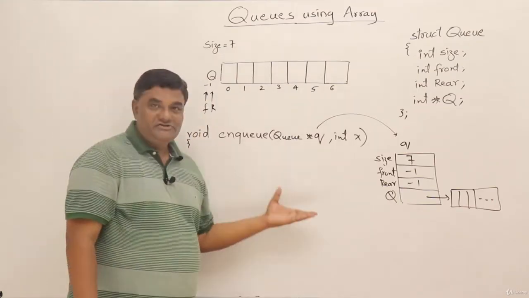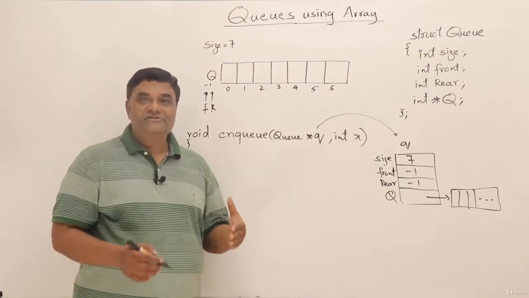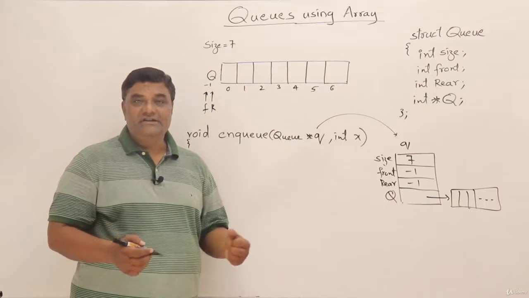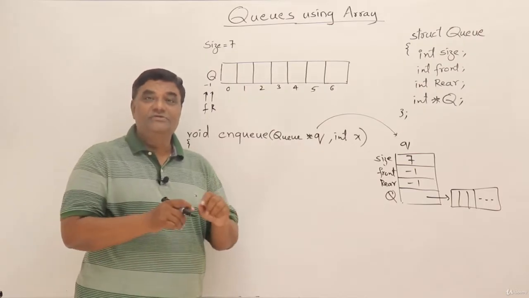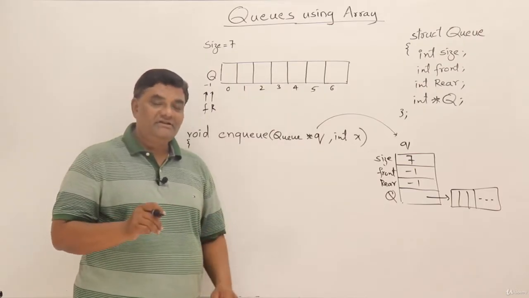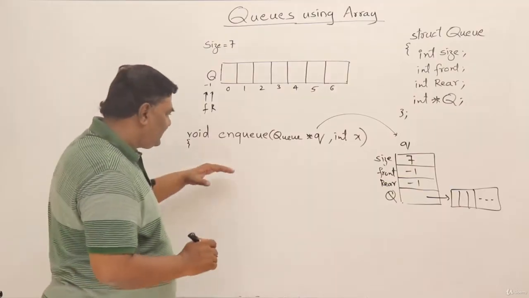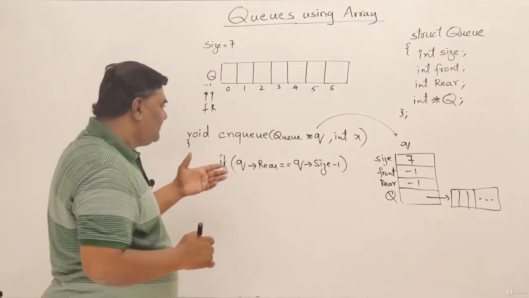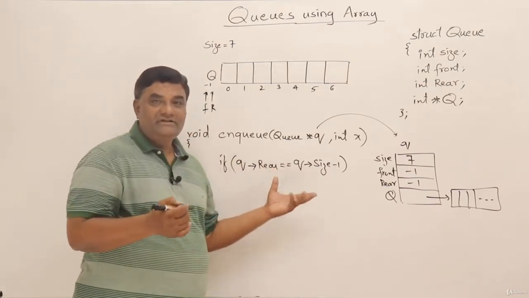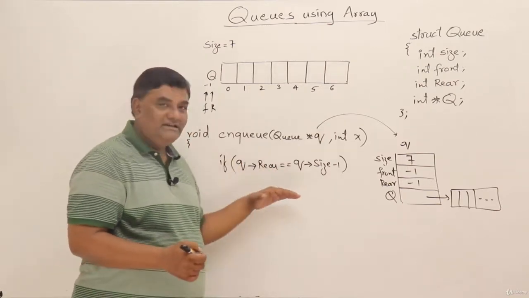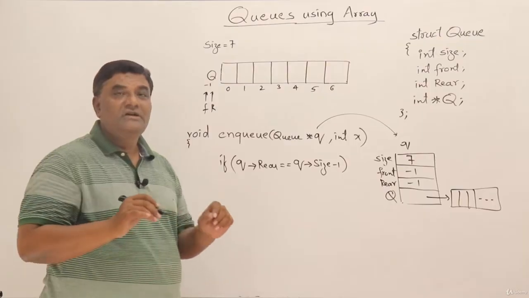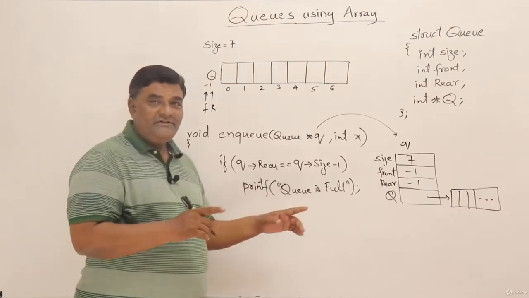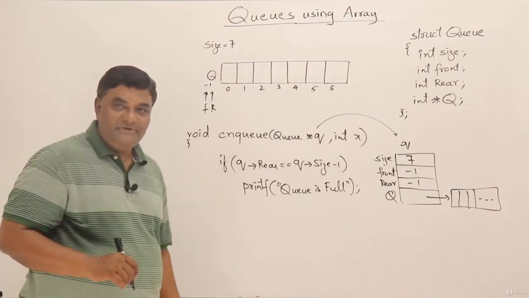Now let us write the function. For insertion, first of all, we should know whether there is any space or not. If there is no space, we cannot insert. If there is no space, it means the queue is full. So first check whether the queue is full. I'll write the condition for queue full. If this is the case, then the queue is full and I cannot insert any element. So here I'll simply give a message that the queue is full or queue overflow.